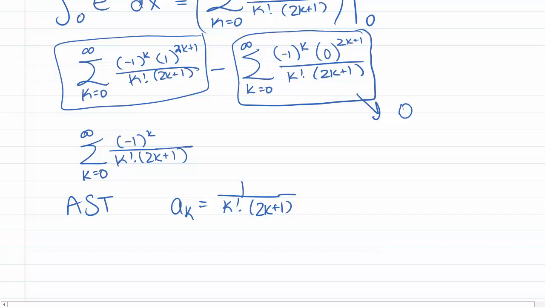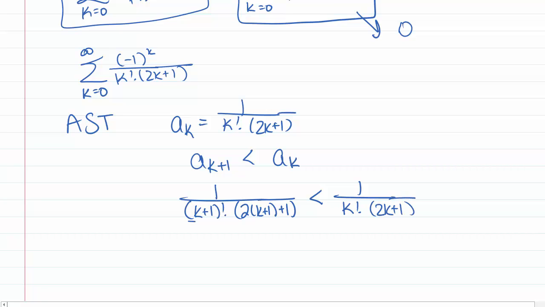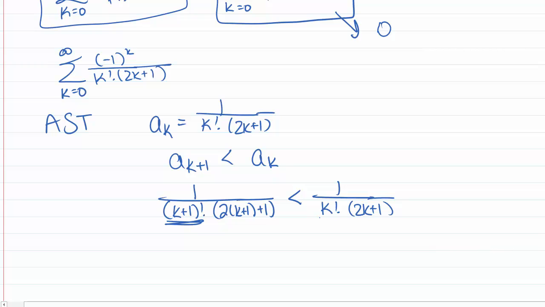So convince yourself that a sub k plus 1 is always going to be smaller than a sub k by looking at the terms. It would be 1 over k plus 1 factorial times 2 times k plus 1 plus 1. And we're comparing that to 1 over k factorial, 2k plus 1. Well, k plus 1 factorial is bigger than k factorial, so that makes this smaller. And 2(k plus 1) plus 1 is bigger than 2k plus 1, so we also added a bigger thing to the bottom for that term, so that one also made the k plus 1 term smaller.